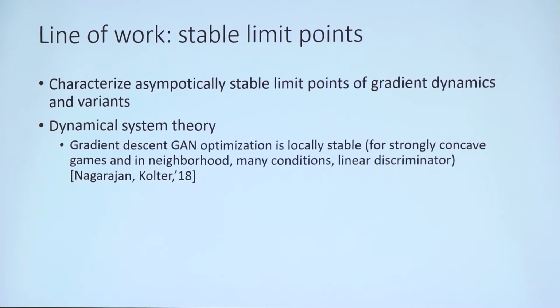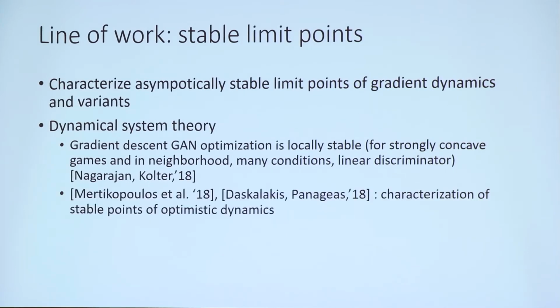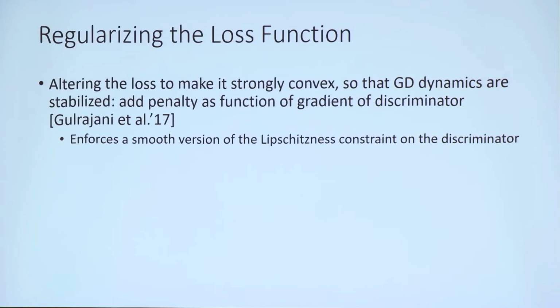And so this was also an approach that was taken by some early work by people in the machine learning community, and also Mertikopoulos et al. And I believe Georgios Piliouros, who's also from the EC community, has done a lot of work on this, analyzing the stable points of some such optimistic dynamics. Here, they also managed to analyze this optimistic gradient descent through this dynamical system formulation.